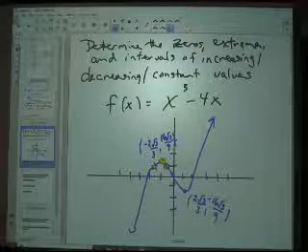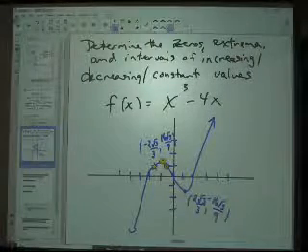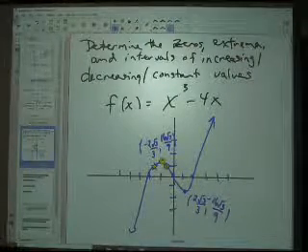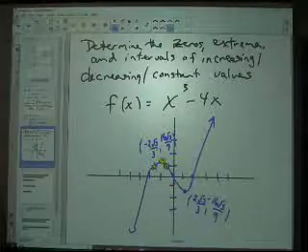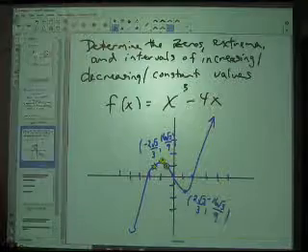So we have the relative extrema. It is either this top point or this bottom point. That's where the curve turns. That's what it is.